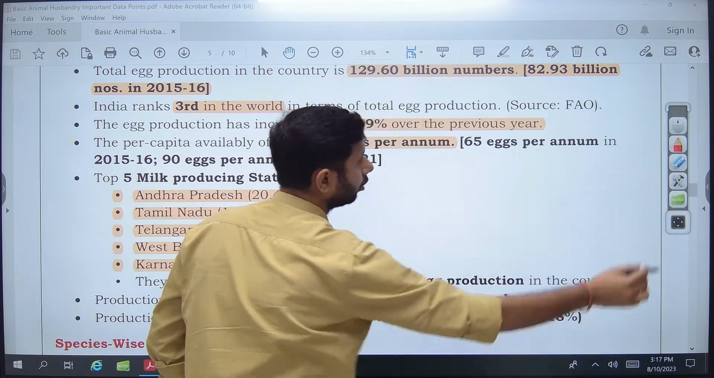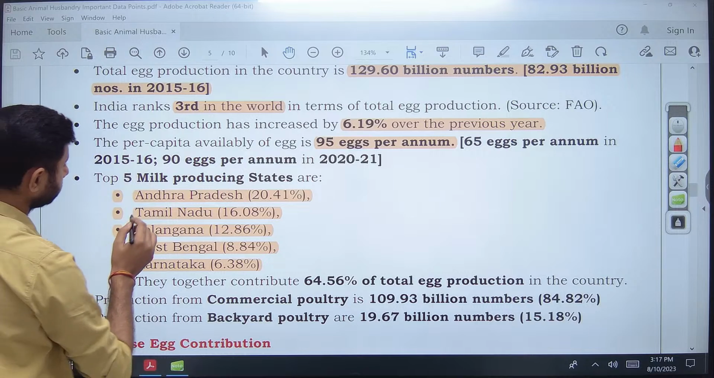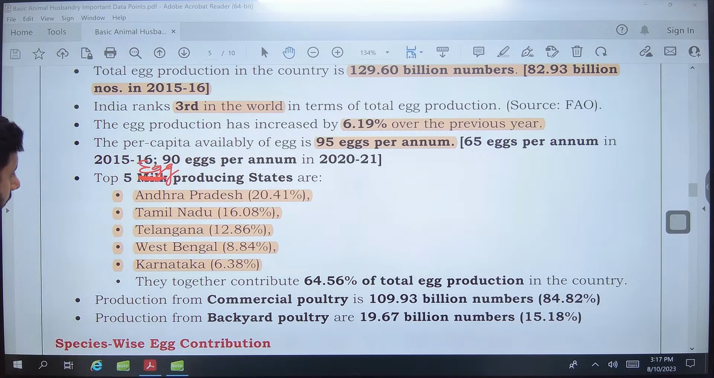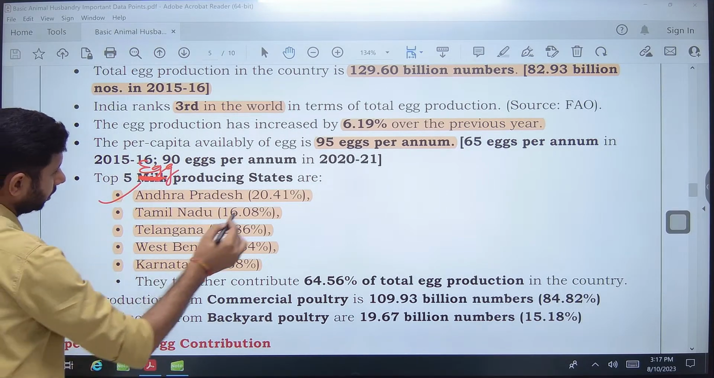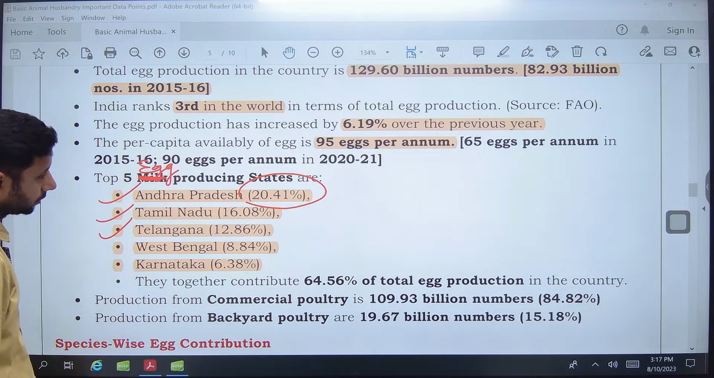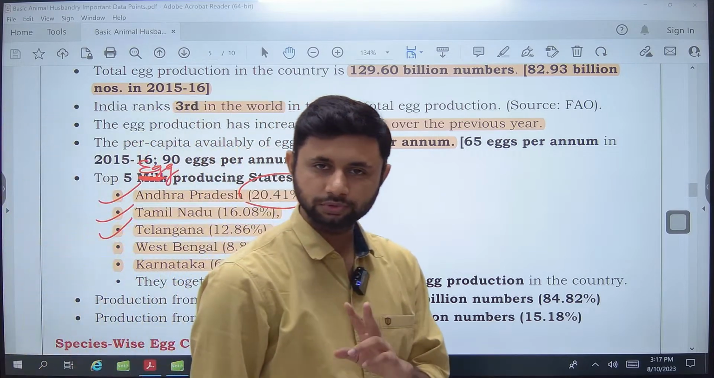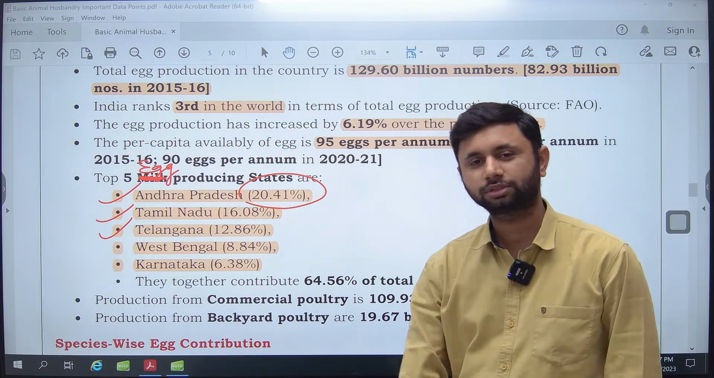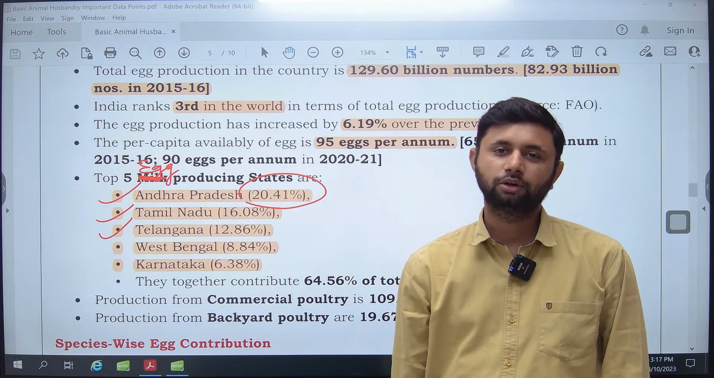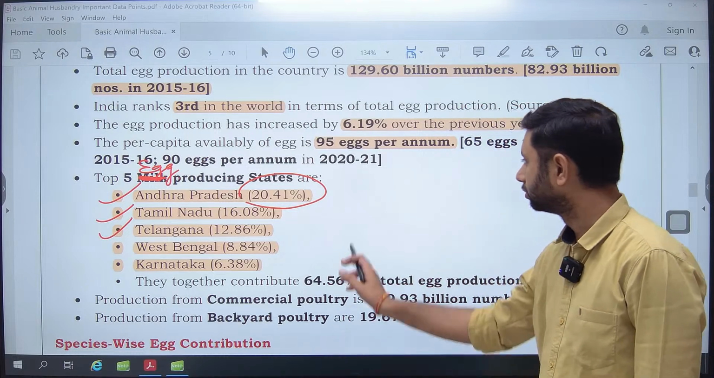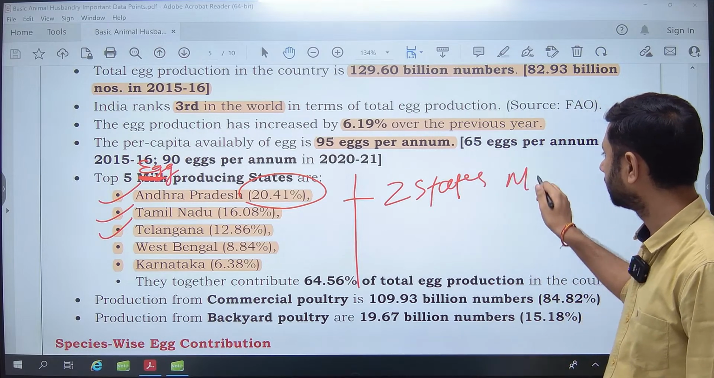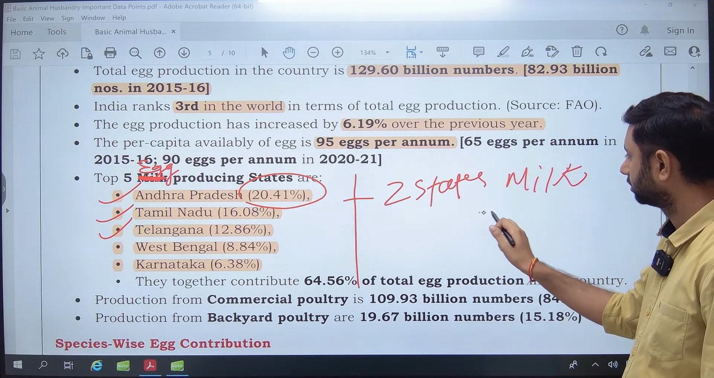Good. Okay, now we move on to the top 5 egg production states. So the first one is Andhra Pradesh, contributing 20%, then Tamil Nadu, then Telangana. And since I've already told you, at least remember the top 2 states, which is very much important, because if IBPS try to be over smart and ask you the second top producing state, you must always be prepared for that. Okay, so right now tell me the top 2 states of milk production, ranking wise.